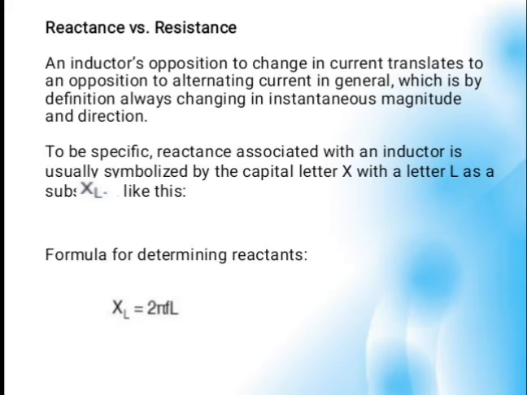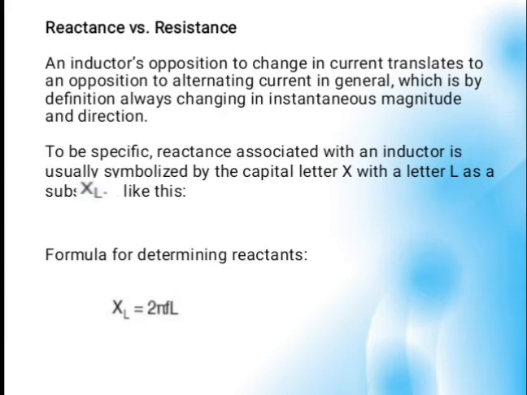So now let's move on to reactance versus resistance. An inductor's opposition to change in current translates to an opposition to alternating current in general, which is by definition always changing in instantaneous magnitude and direction. So this opposition to alternating current is similar to resistance but different in that it always results in a phase shift between current and voltage, and it dissipates zero power. Because of its differences, it has a different name: reactance.